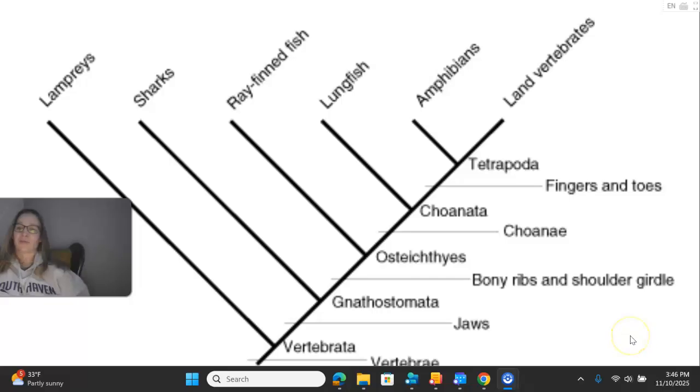Okay, one last question would be, which ones have fingers and toes? Okay, so the only ones with fingers and toes are the ones that became species after this point. So the amphibians and land vertebrates would have fingers and toes, while the others that became species before that would not have this feature.